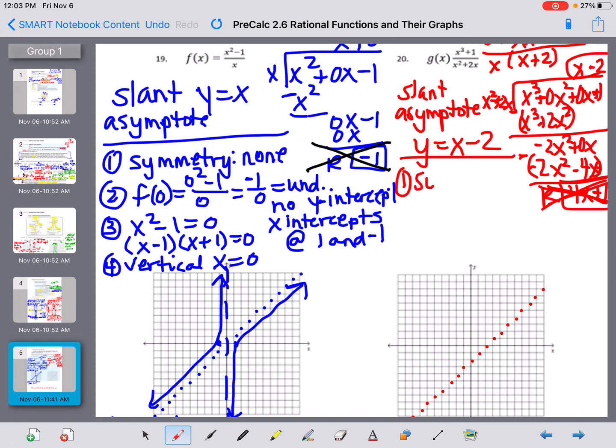Okay, symmetry. Cubed, squared, first power, there's not going to be any, all right? We always check because you never know. If I plug in f of 0, I'm going to get 1 on the top and 0 on the bottom, which is undefined, which means I have no y-intercept.